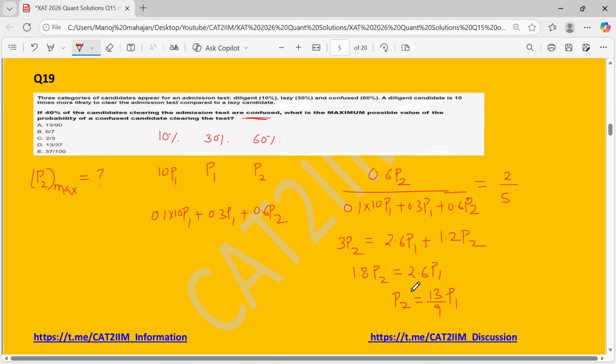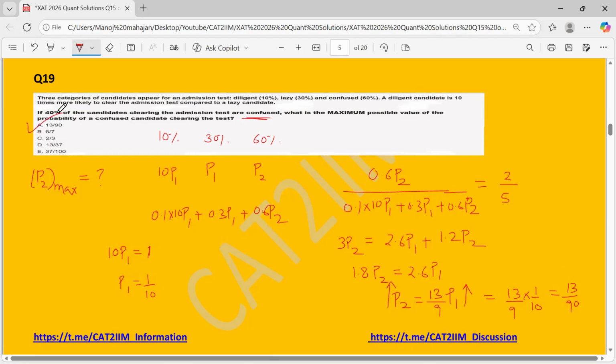Okay. So we have to maximize this P2, so we have to maximize P1 also, right? P1 was the probability for the lazy candidate, so 10 P1 was for the diligent, right? And you remember the probability has to be in the range 0 to 1, both inclusive. So the maximum value of 10 P1 can be 1, because in that case P1 would be maximum. So my P1 should be 1 by 10. If I put the maximum over here, 13 by 9 into 1 by 10 gives me 13 by 90, which is your option A out here.